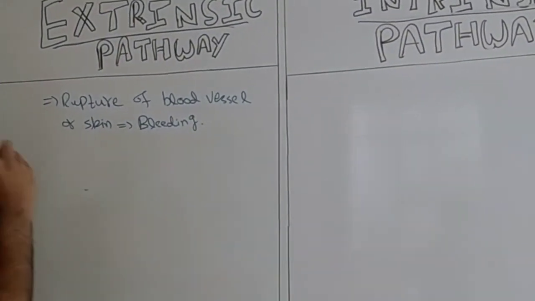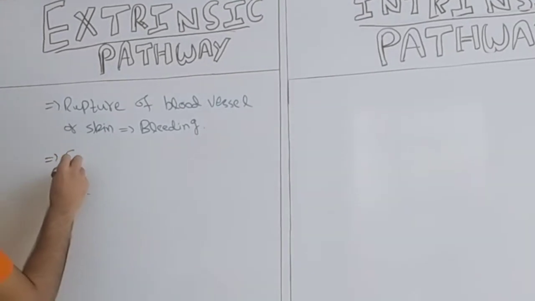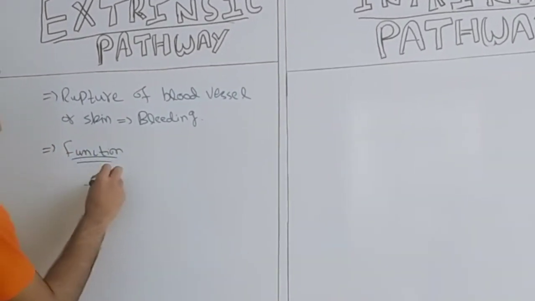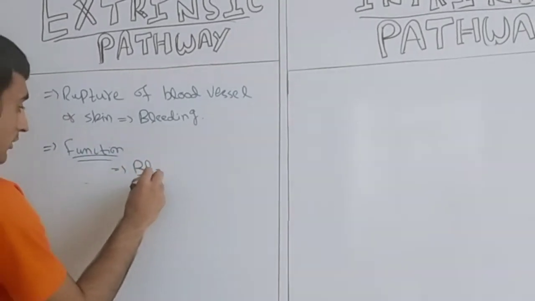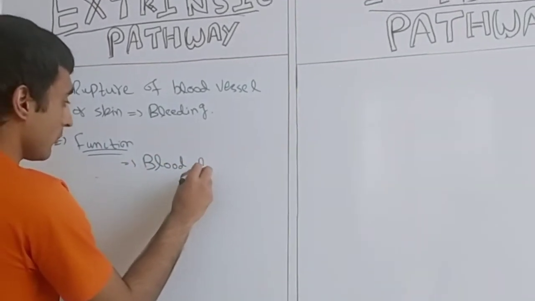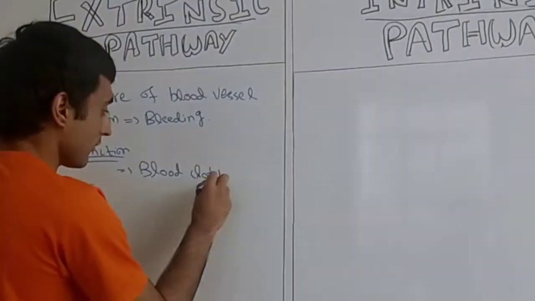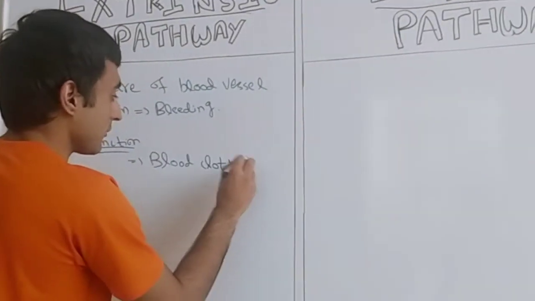So what does this extrinsic pathway do? The function of this extrinsic pathway is to start the mechanism of blood clotting in order to stop the body from suffering from blood loss. So blood clotting mechanisms are activated.